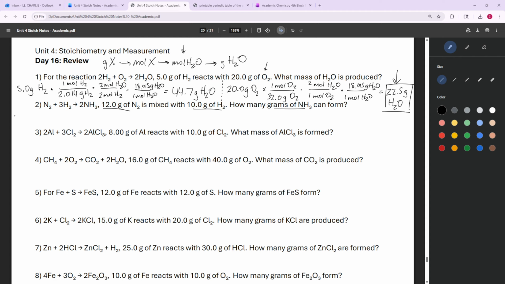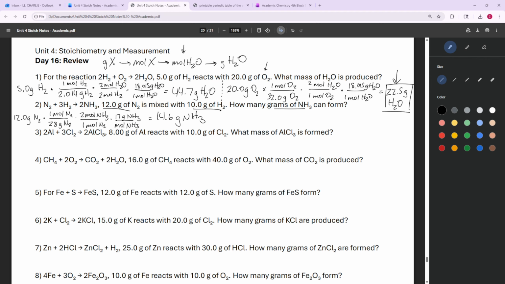So first, let's start with nitrogen. 12.0 grams of nitrogen times 28 grams of nitrogen is 1 mole of nitrogen times, if we take a look at the reaction ratio, it's a 1 to 2 ratio for NH3, so 1 mole of N2 gets us 2 moles of NH3 times, for every mole of NH3, we have 17 grams of NH3. So if I plug that into my calculator, 12 divided by 28 times 2 times 17 is 14.6 grams of NH3.